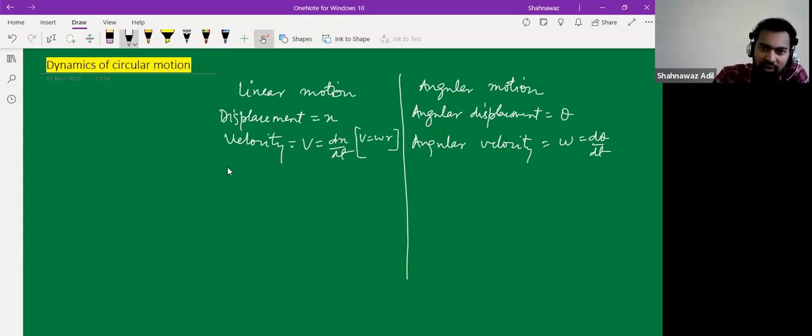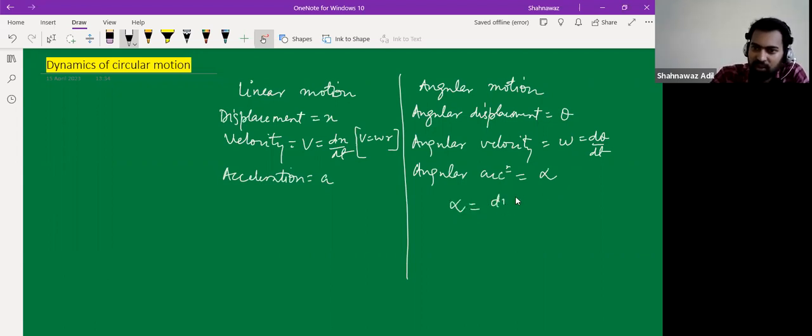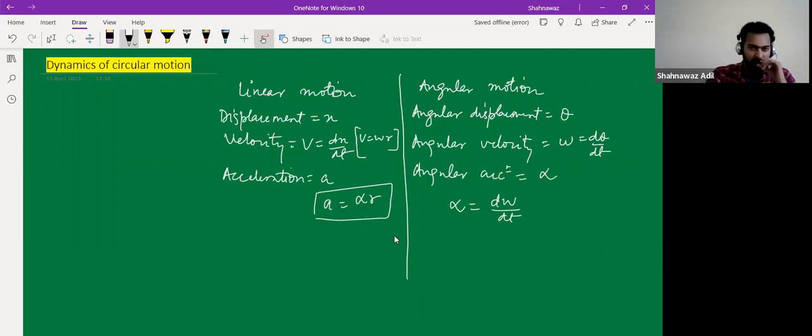Then you have acceleration, which was a, and here your angular acceleration was alpha. Again, this was d omega by dt. And this linear acceleration was related with alpha r. So this was about the correlation between linear motion and angular motion.